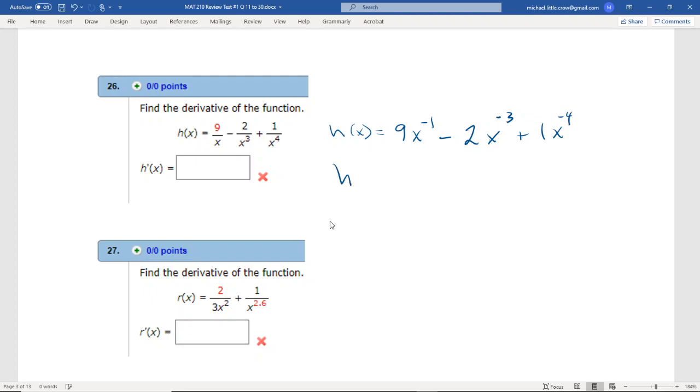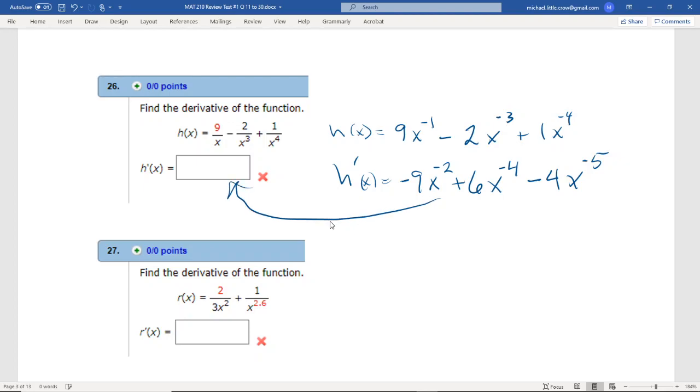So that when we take its derivative, the exponents come down, so negative 1 times 9 is negative 9. Subtract 1 from the exponent, we get x to the minus 2. Negative 3 comes down and multiplies, so that gives us a positive 2 times 3 is 6. Subtract 1 from the exponent, negative 3 minus 1 is negative 4. Negative 4 comes down, multiplies times 1, so you get a minus 4x. Minus 1 from the exponent, minus 4 minus 1 is minus 5. So that is our derivative.